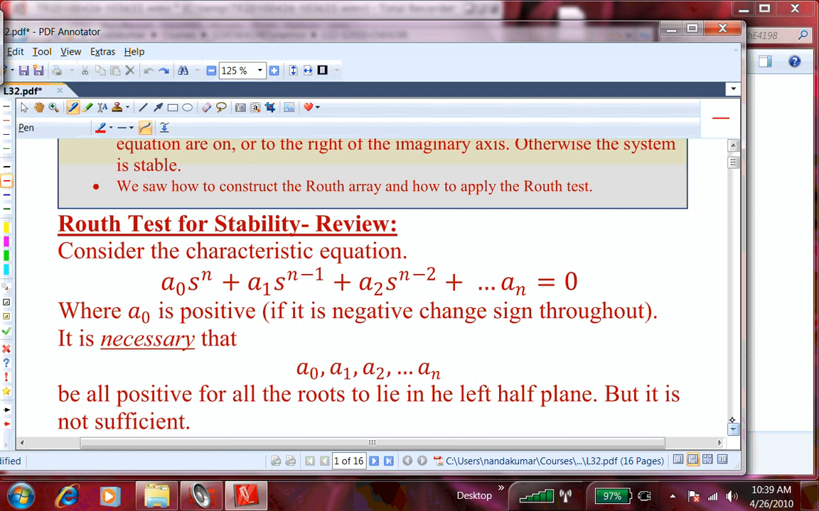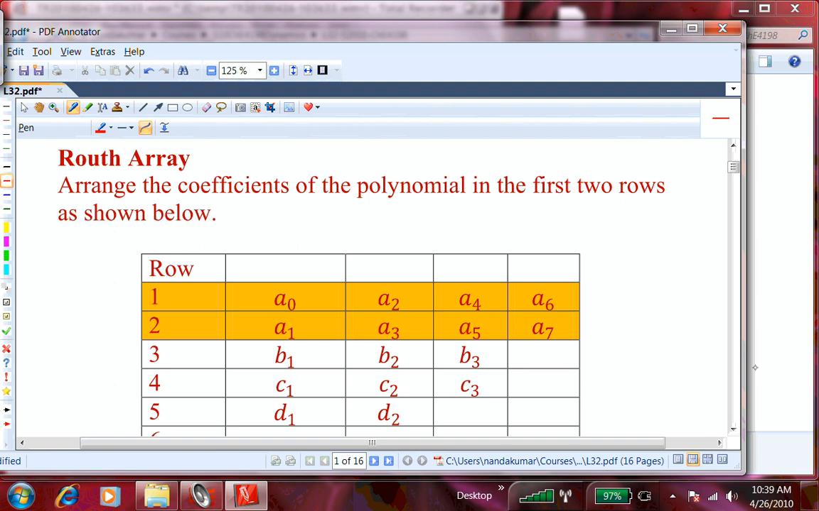So the root test is basically a way to look at polynomial coefficients, do some very simple arithmetic calculations, and determine how many roots are on the right-hand side. The starting point, as we saw in the last lecture, is to take a polynomial of nth degree. It will have n plus 1 coefficients, from a0 to an. Arrange them in a particular way in a table and do some very simple arithmetic. You take these coefficients and organize them in two rows. I've highlighted here row 1 and row 2, as alternate numbers: A0, A2, A4, A6, and A1, A3, A5, A7.